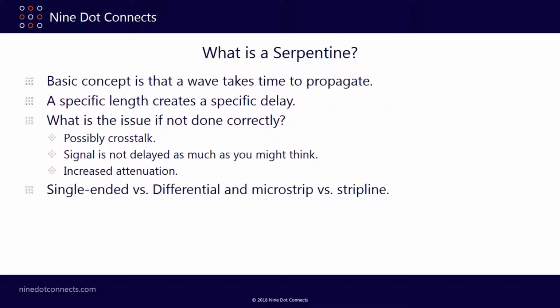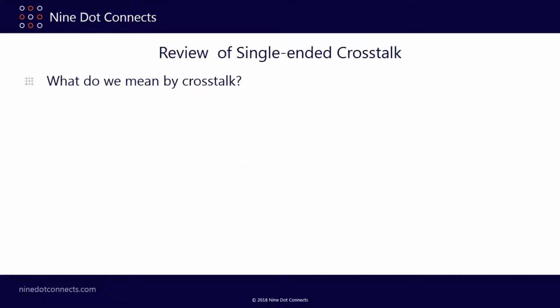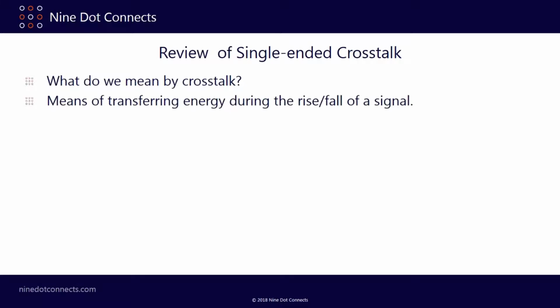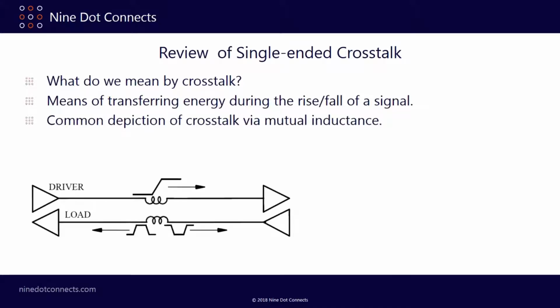When you're talking about serpentines, we need to talk about single-ended versus differential, and then microstrip versus strip line, because their behavior is different in each. So before we get into the actual design, let's talk a little bit about single-ended crosstalk, and what do we mean by that? Crosstalk is a means of transferring energy during the rise and fall of a signal. A common depiction of crosstalk via mutual inductance is shown below.